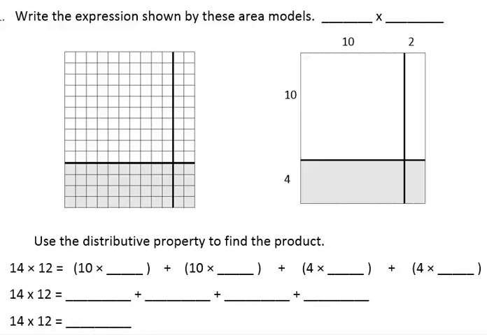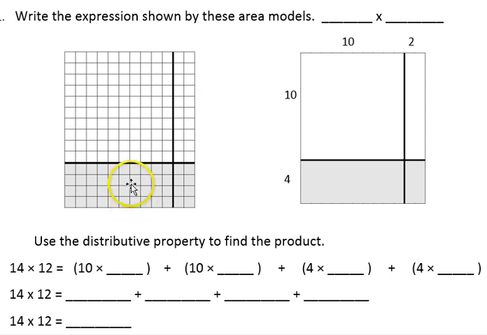This tutorial is for 4th grade, Module 3, Lesson 36. In this lesson, we're looking at the area model of multiplication and how it relates to area. The first problem says write the expressions shown by these area models.